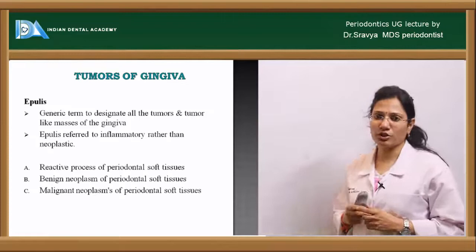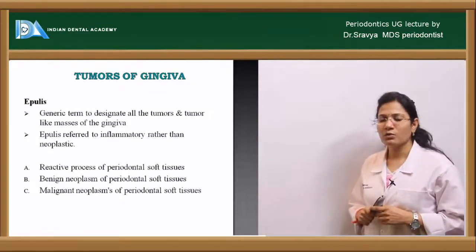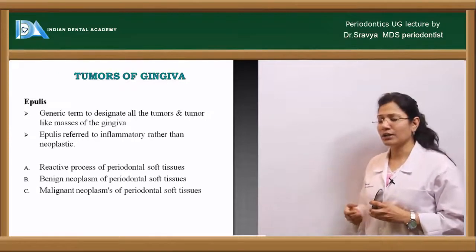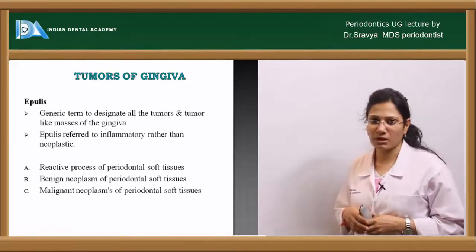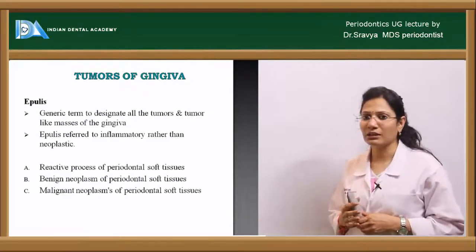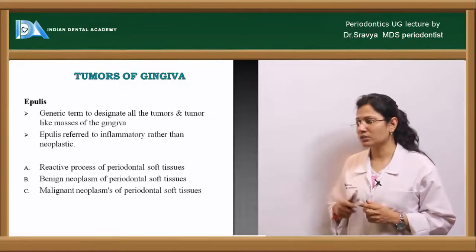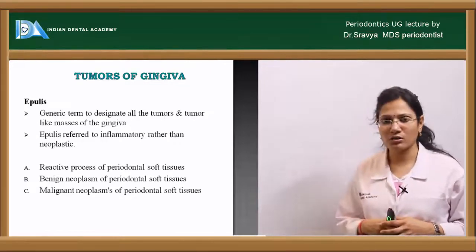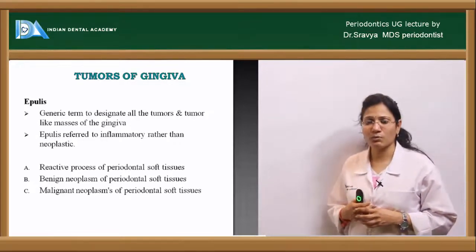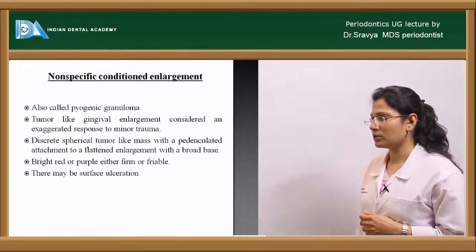Coming to the tumors of the gingiva, first would be epulis. Epulis is a generic term designated to all kinds of tumors and tumor-like masses of the gingiva. Epulis basically refers to an inflammatory rather than a neoplastic kind of enlargement. The reasons can be a reactive process of periodontal soft tissues, a benign neoplasm of the periodontal soft tissues, or a malignant neoplasm of the periodontal soft tissues.